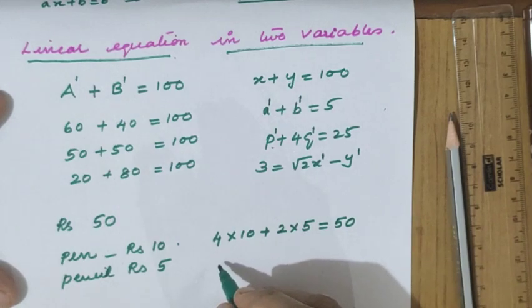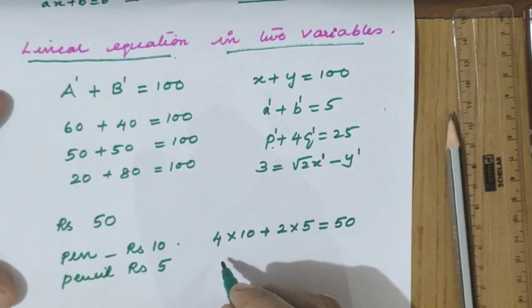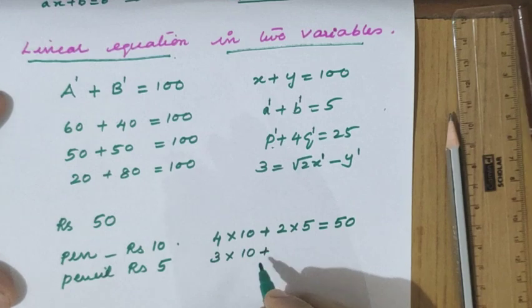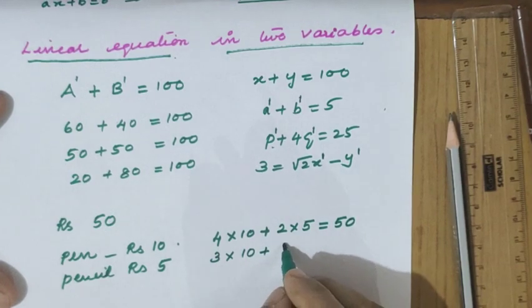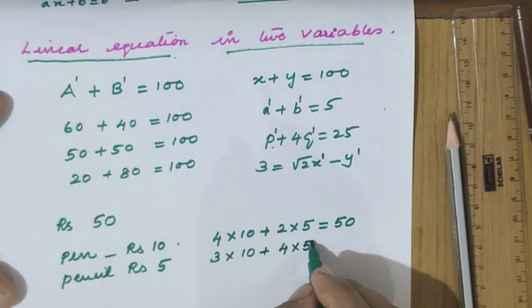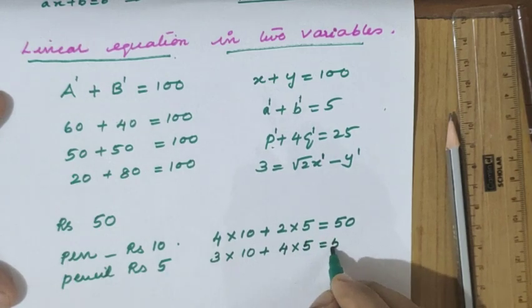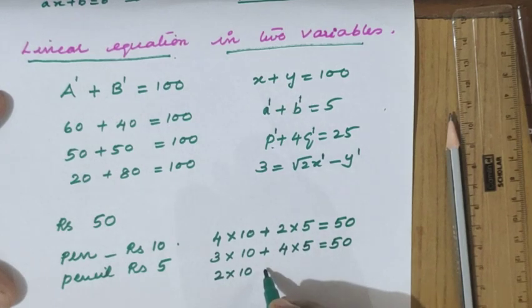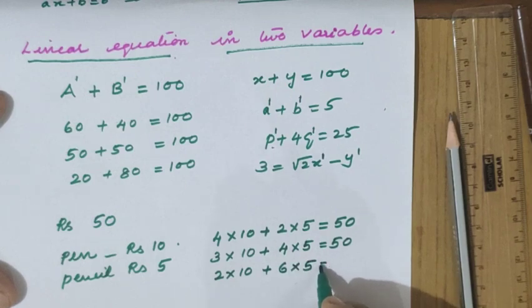Now I will change the number. I just want to purchase 3 pens, so it is 3 into 10. Now 30 rupees only remaining. Now I can purchase 4 pencils. 4 into 5, 20. So again the total will be 50. Now I changed again, to 2 pens. So 2 into 10, 20 rupees only I have spent, so I have 30 rupees remaining. So 6 pencils I can buy, and 30 plus 20 again 50.